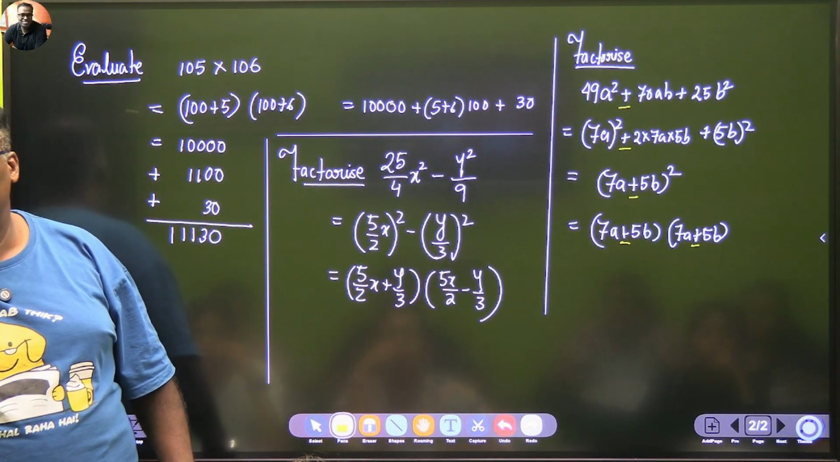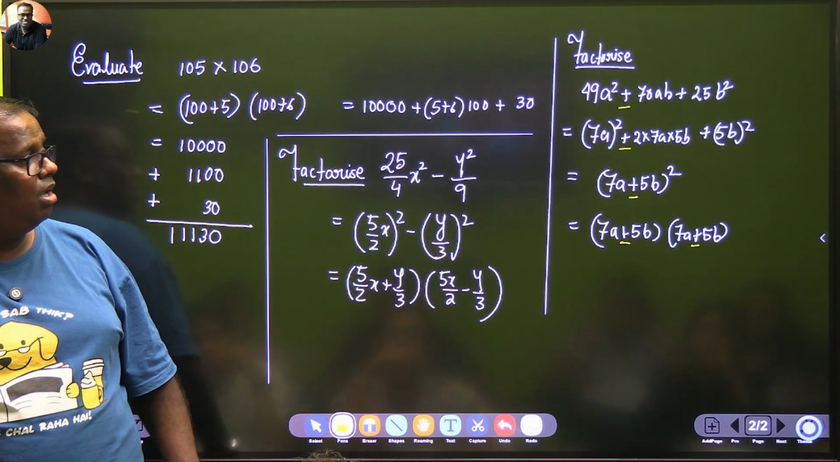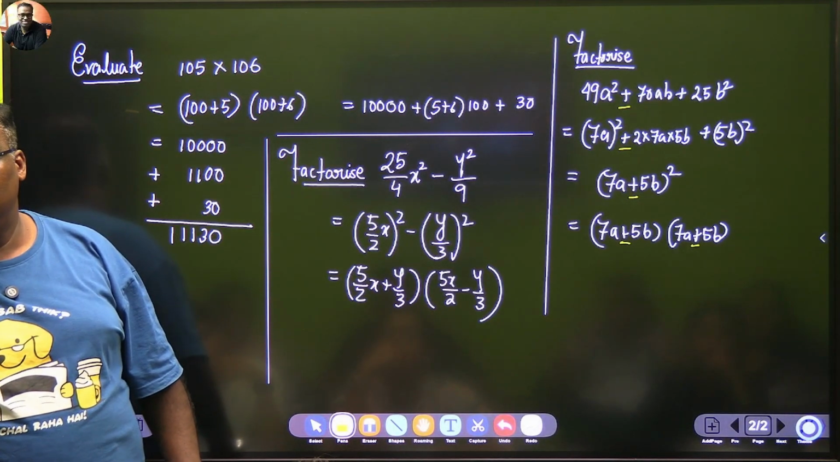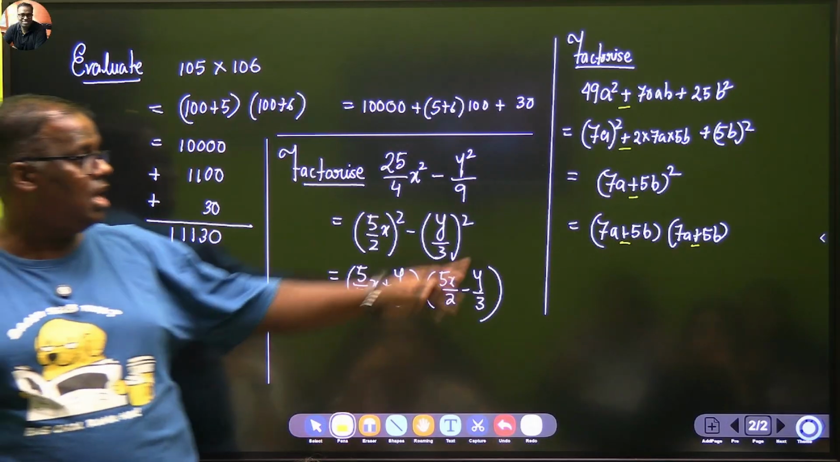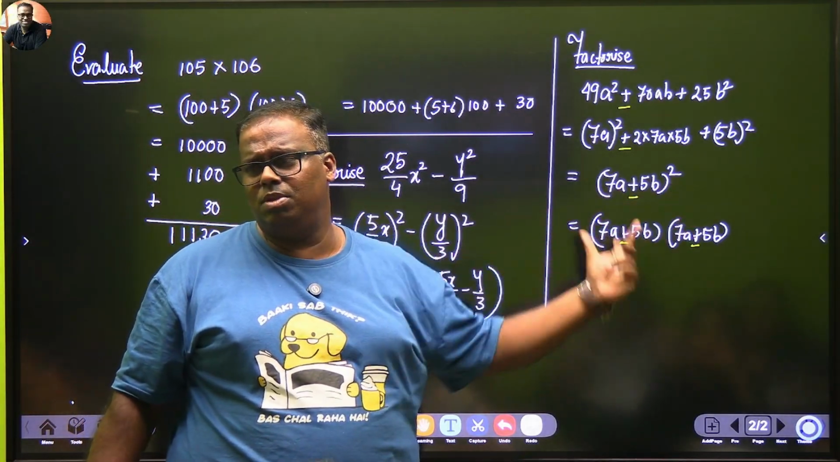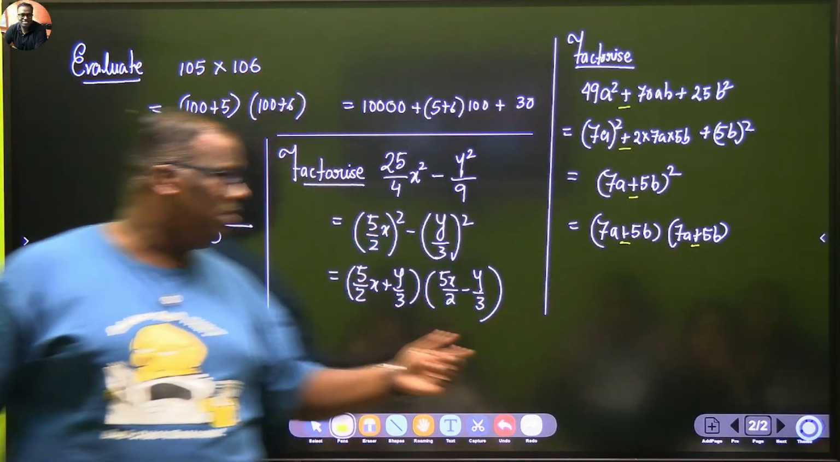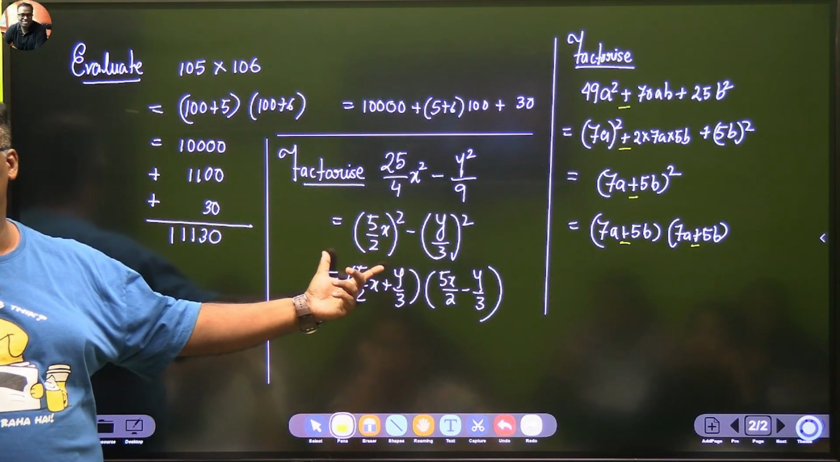Which one? Minus 5b into 7a plus. No, 7a minus 5b only. I'm trying to say 7a minus 5b whole square means what? 7a minus 5b into 7a minus 5b. Plus and minus happens when you have this formula. What nonsense you are asking?